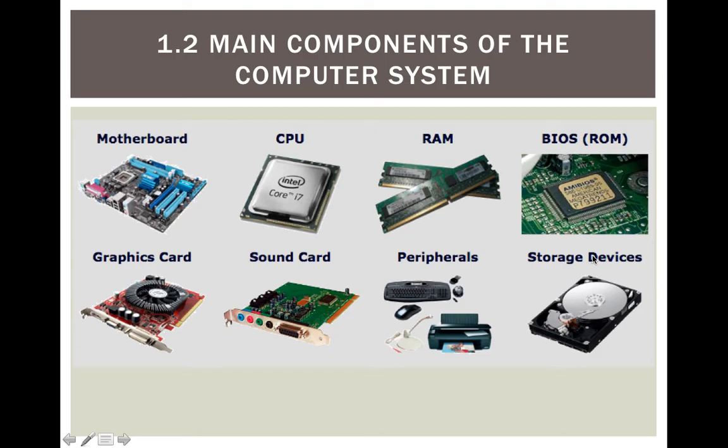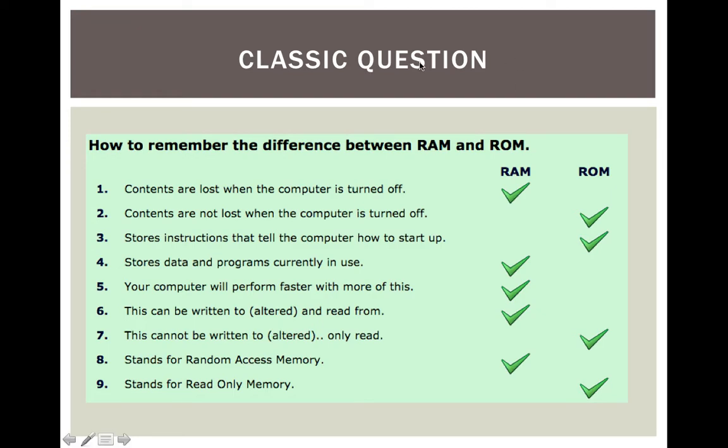We'll go into peripherals and storage devices a little bit later, because peripherals are all about input and output, which we're going to do in Chapter 2, and storage devices gets covered in Chapter 3, so I won't go through those now. A classic question is remembering the difference between RAM and ROM.